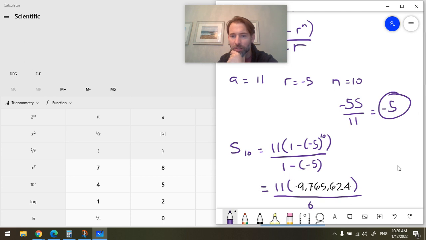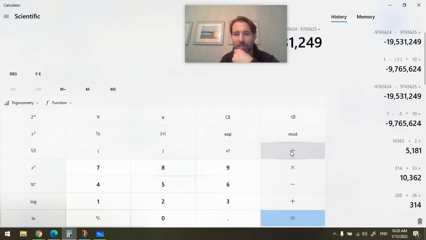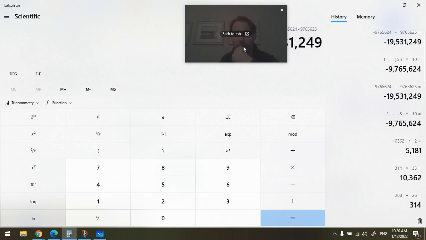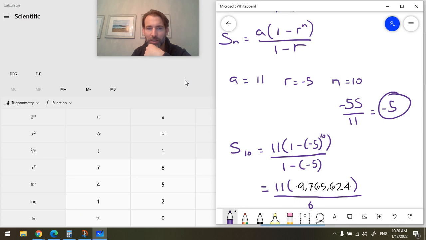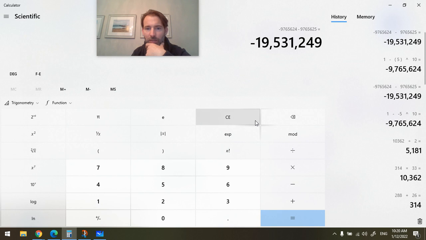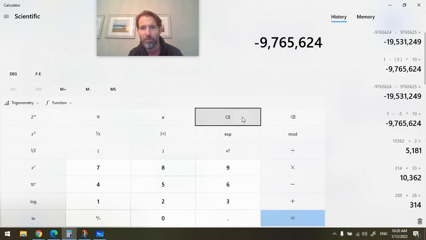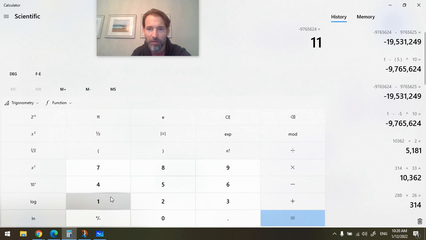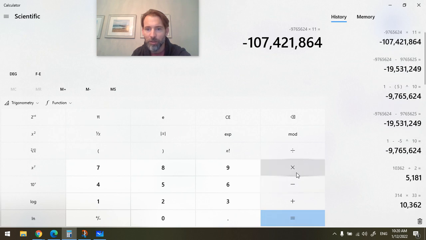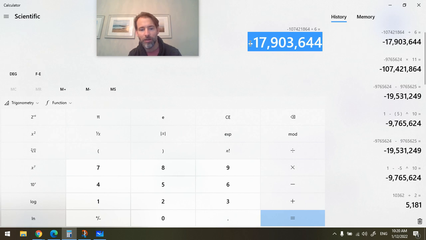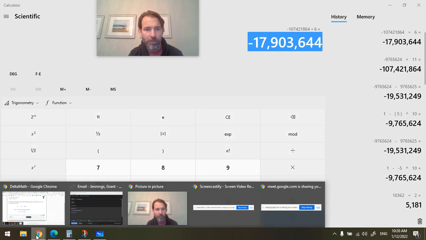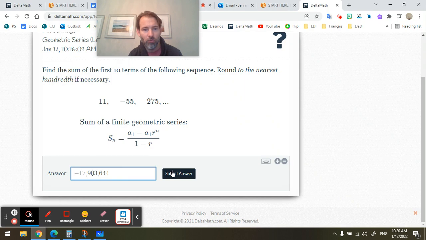So that's all over 6. Now let's multiply this by 6. Then multiply it by, what is it? We're going to multiply by 11 and divide by 6. Clear. Paste that number back in. Times 11 equals big number, divide by 6 equals. Let's take that number, copy, put it into Desmos and see what Desmos says.